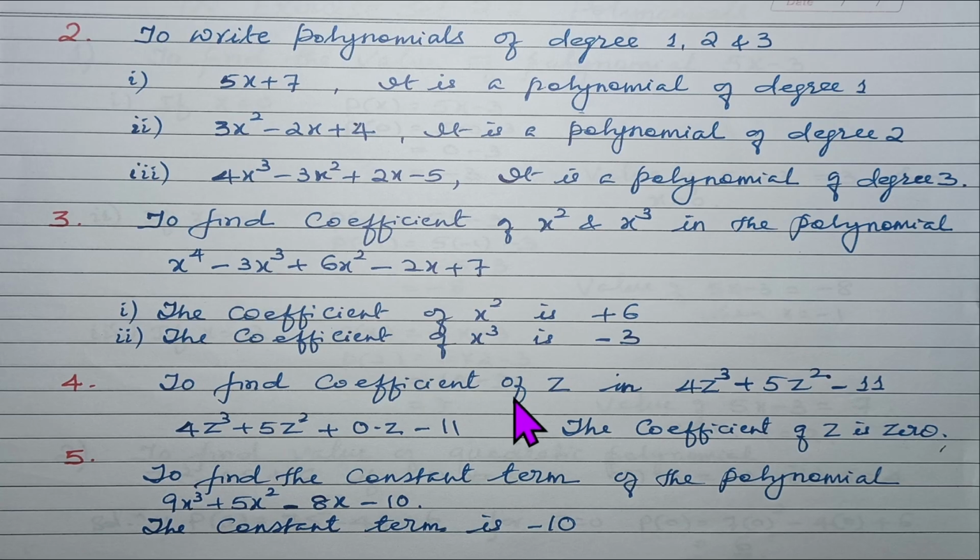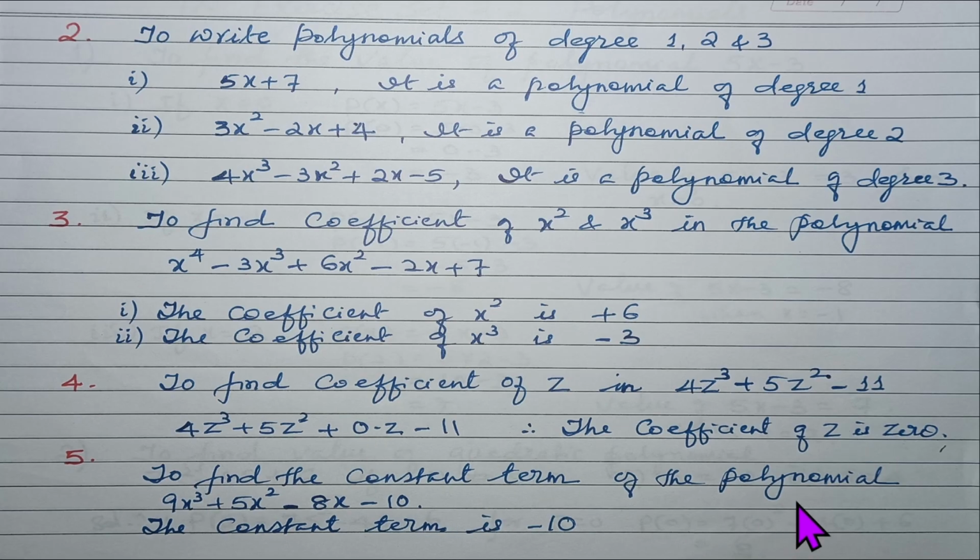Now to find the coefficient of z in 4z cube plus 5z square minus 11, if you observe the polynomial, there is no z here. That means the term is absent. The z that is linear, that is a term with the first power, the power 1, is not there. Therefore its coefficient is 0. The coefficient of z is 0 here.